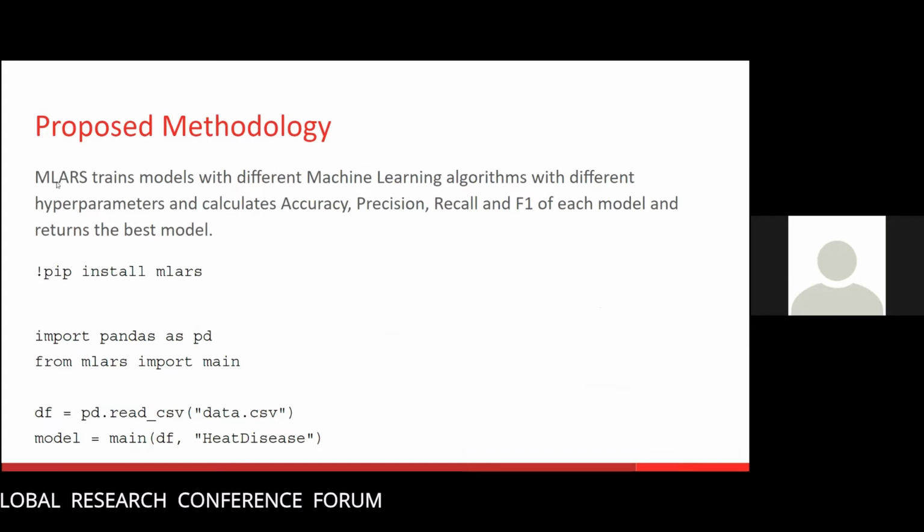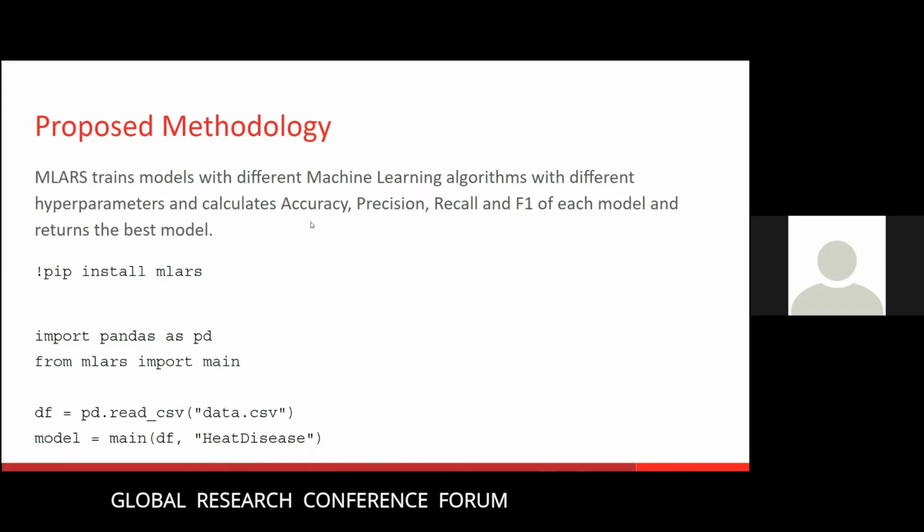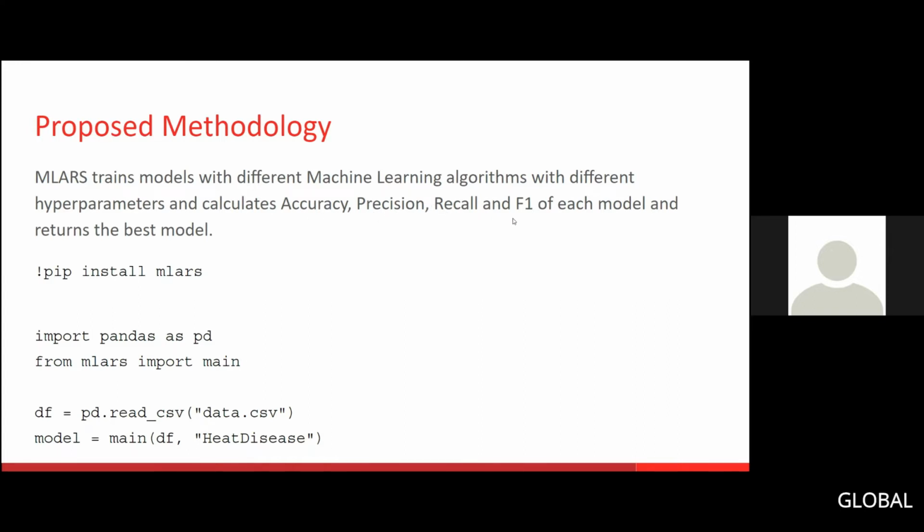So the MLARS library trains the model with different machine learning algorithms with different hyperparameters, and then it calculates the accuracy, precision, recall, and F1 of each model and returns the best one. The library is really easy to use.